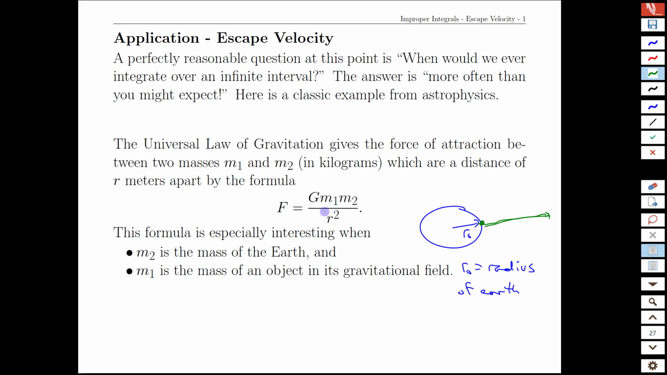The force is always defined. It just gets smaller and smaller. So the natural thing to evaluate out to is infinity. To move a mass from the surface of the Earth all the way out to infinity captures exactly what we mean by the energy to escape Earth's gravitational field. All right. So why is this complicated?